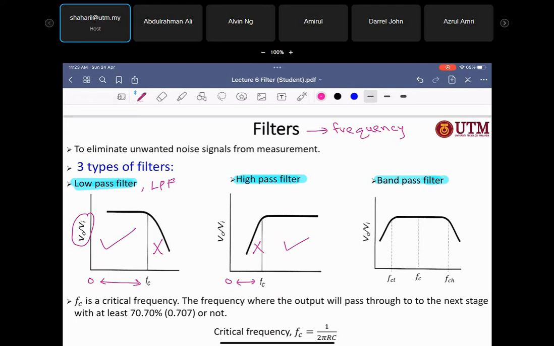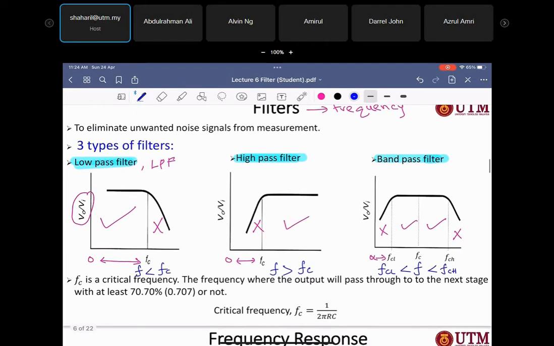For the band pass filter, from 0 to the low critical frequency it will block, and above the high critical frequency it will also block, and in between it will pass. If I draw it, it will be like this. This is the frequency, whether it is the frequency from the signal or from the noise. The frequency will be allowed if it is in between. This one is FC, and this one is less than FC. We will look into that. There are three types of filter.